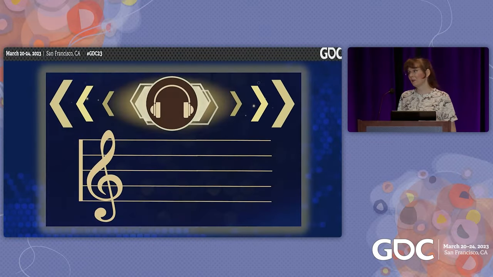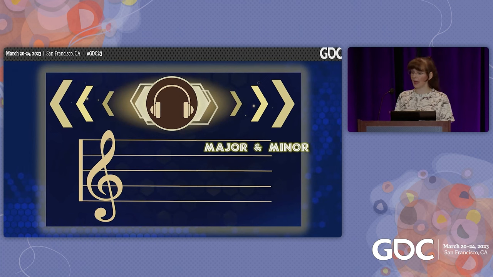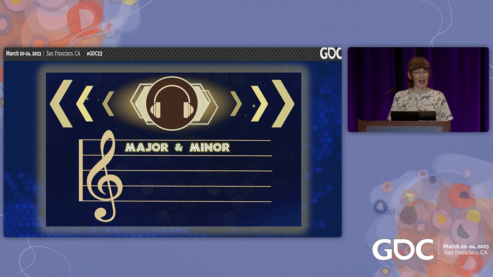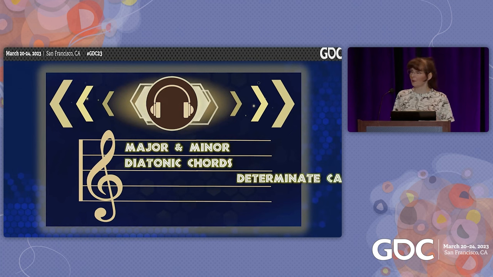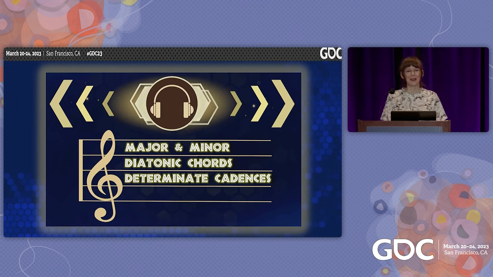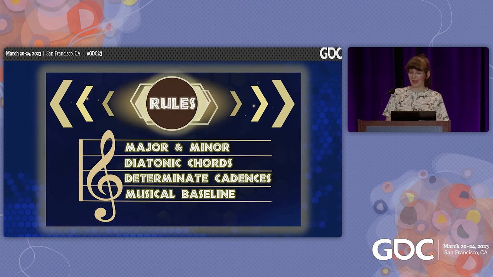Now, as we could all hear, this menu music is in very traditional major and minor modes, with the diatonic chords and their associated tonal relationships. This kind of music feels very reassuring because it's full of classic determinate cadences, harmonic resolutions that resolve exactly the way we'd expect. No surprises here. It's essentially a musical baseline. It establishes the rules so that we can start breaking them.